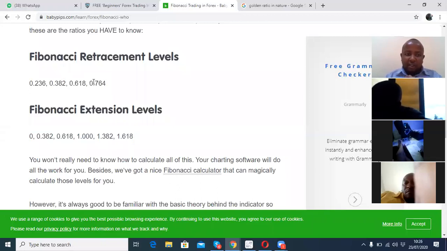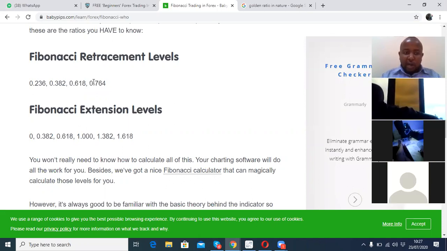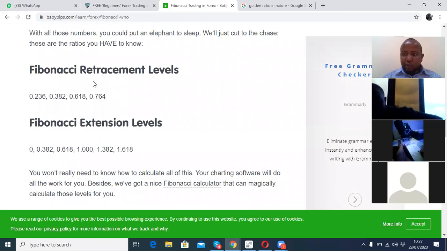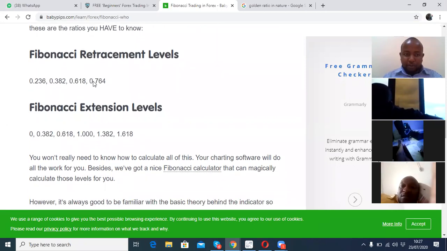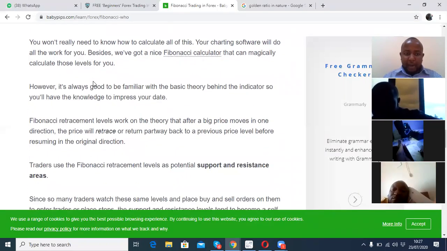Then we have the extension levels. We have 0, which usually is the first mark. We start with 0. Then apart from 0, we have 0.382. We also have 0.618, and then we have 1.000. We also have 1.382, and then we also have 1.618. These are mainly the levels we'll be looking at in our trading, the retracement levels and the extension levels. So just kindly follow through. You won't really need to know much.